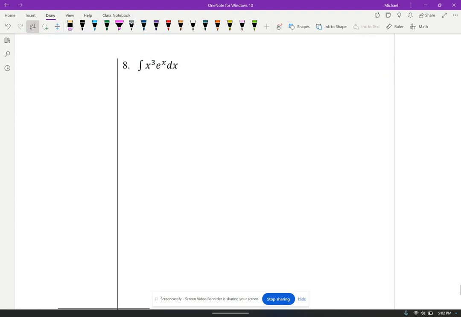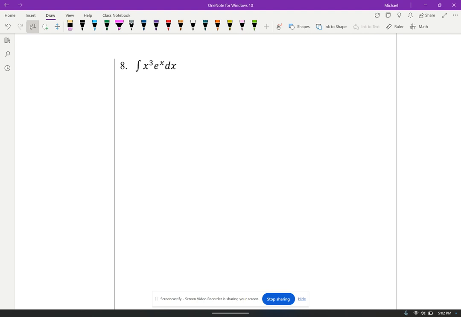How about number 8? Why can I use this UV substitution using the tabular method or the tabular shortcut? Because one of the functions, if I take the derivative enough times, is going to go down to 0. And the other function, I can take the antiderivative over and over and over. It's just going to cycle and give me the same thing.